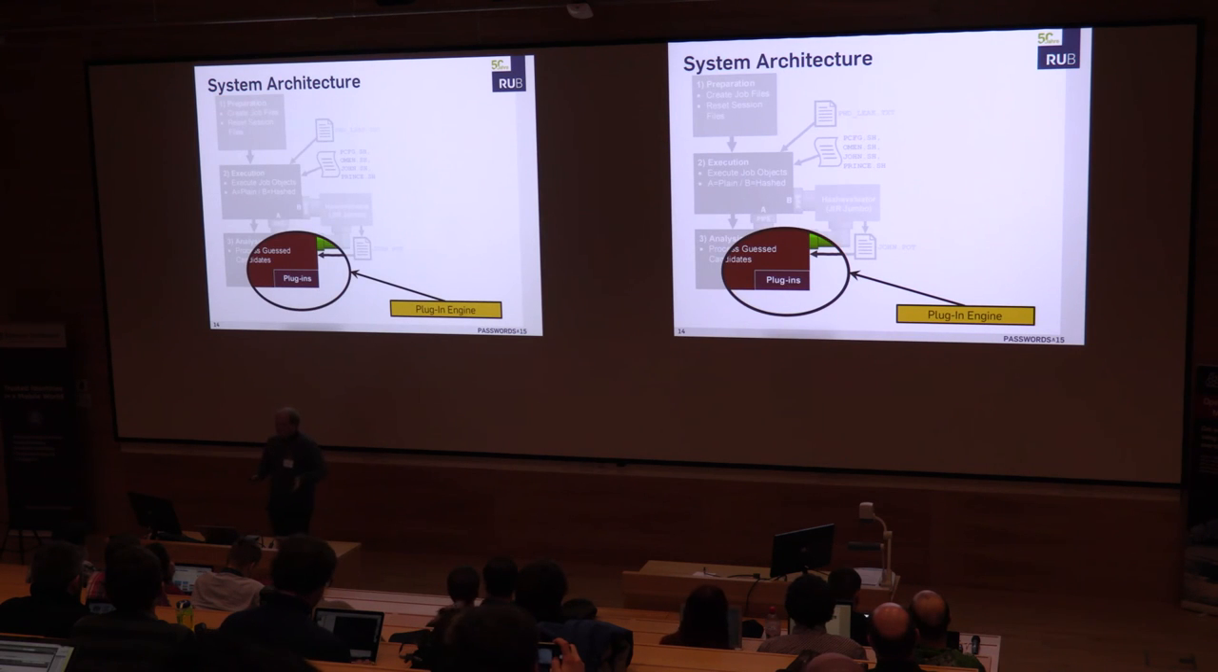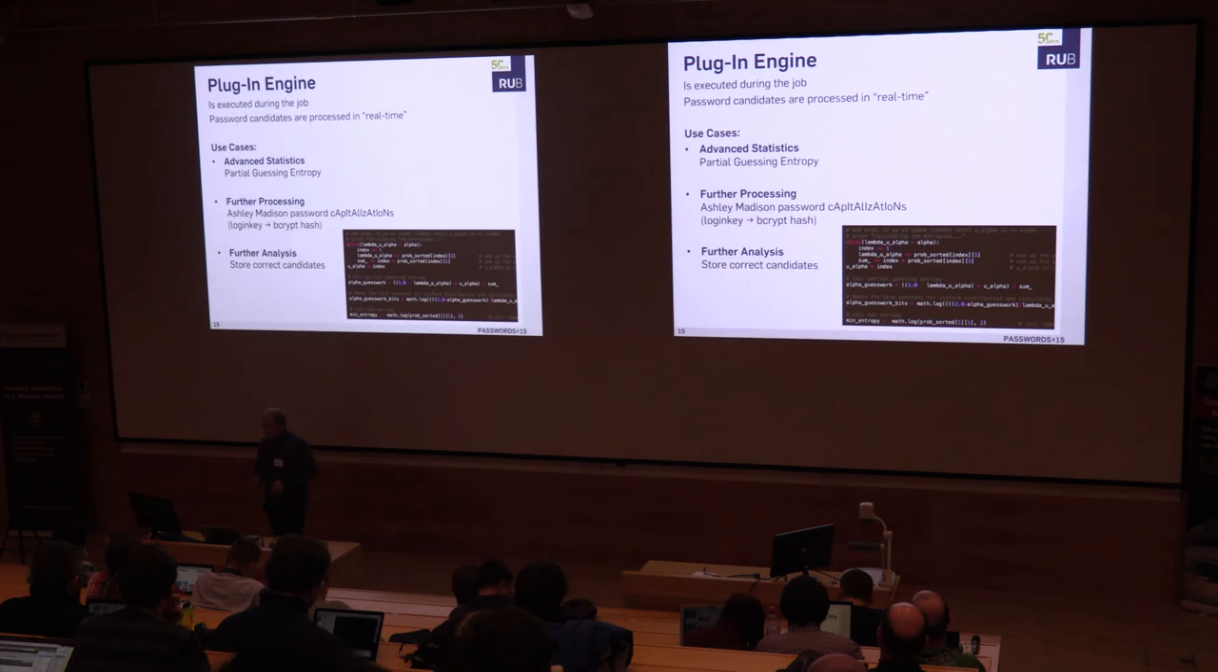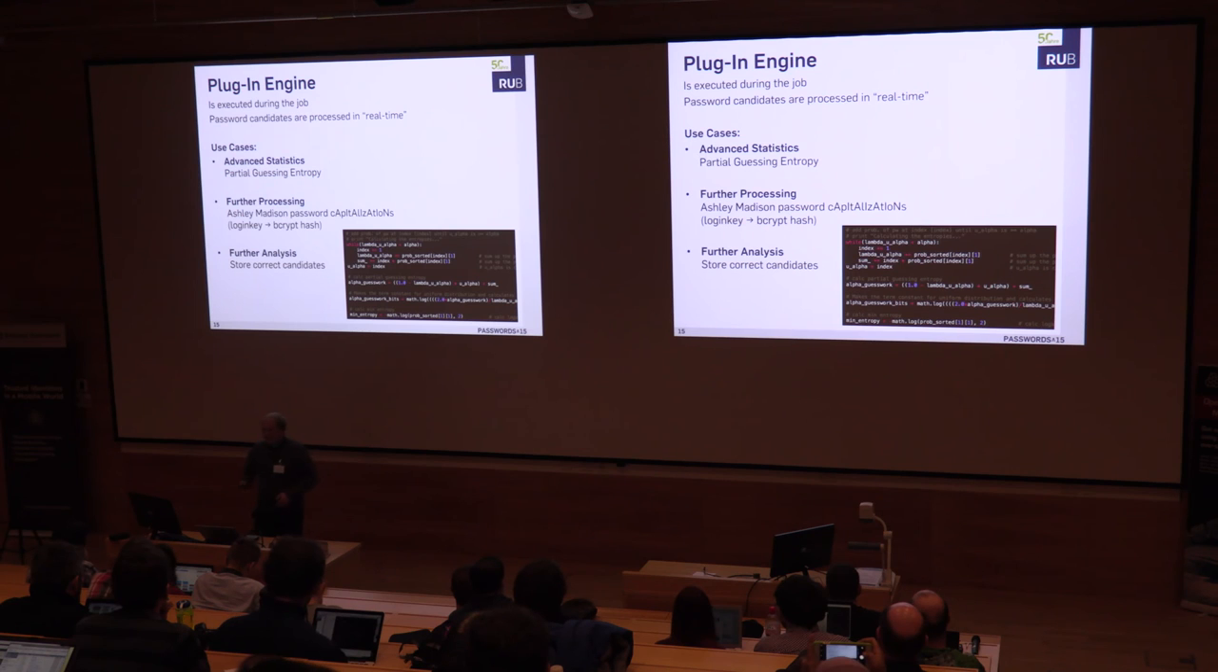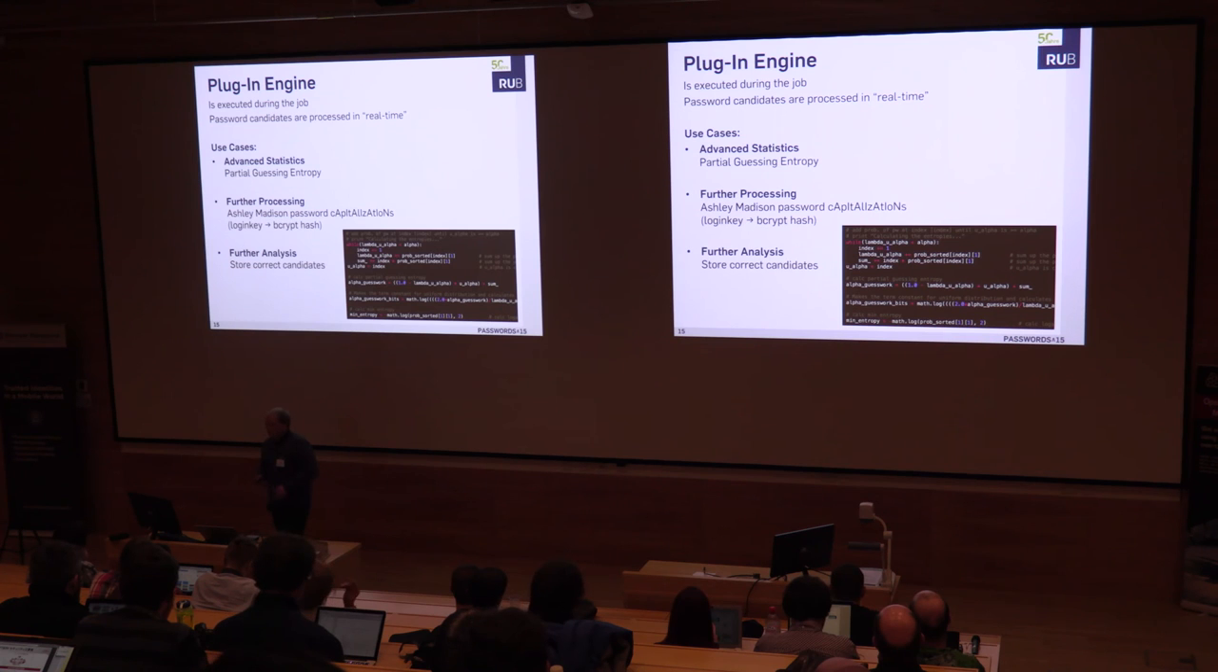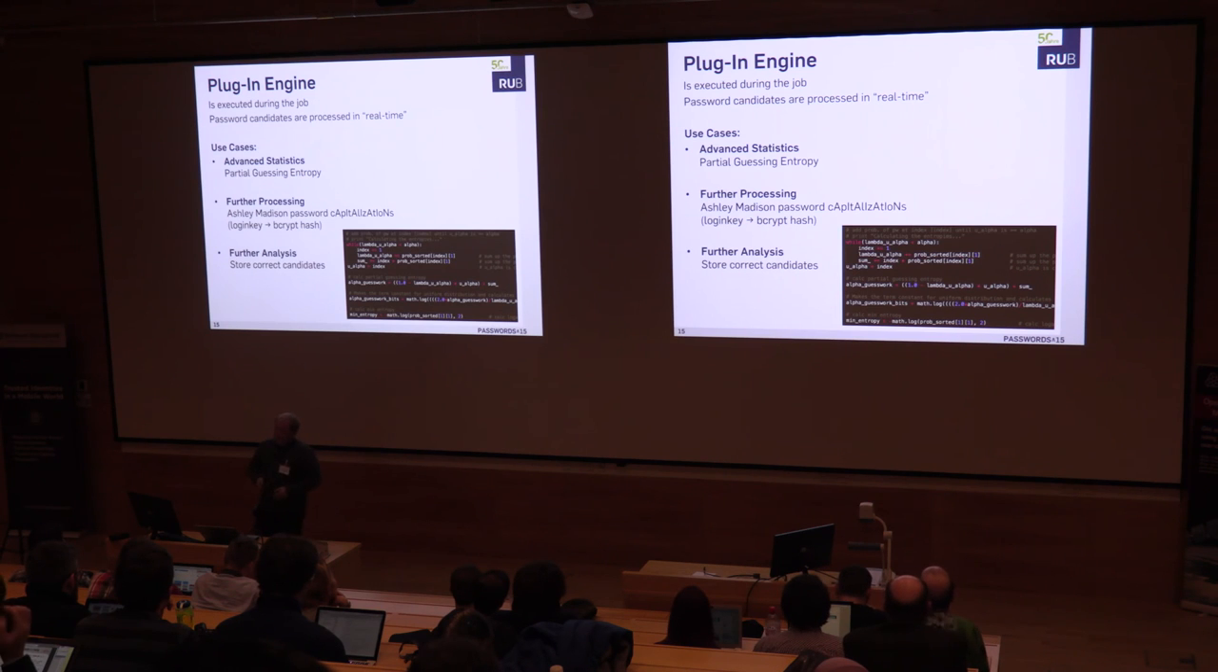The next important module is the plugin engine. The plugin engine is used to provide an in-depth analysis of the generated passwords. For example, the already mentioned partial guessing entropy from the other talk can be implemented as a plugin. Then we will hear something about the Ashley Madison leak today, and for this leak, it is required to apply some capitalizations on the guessed passwords. This can also be implemented. We already did this in a project in our framework by such a plugin. Those plugins are executed during the job, so they have access to all generated candidates, and they need to be written in Python. For example, you can also write a module to store the correct candidates, so you have a list of the correctly guessed passwords for further analysis.